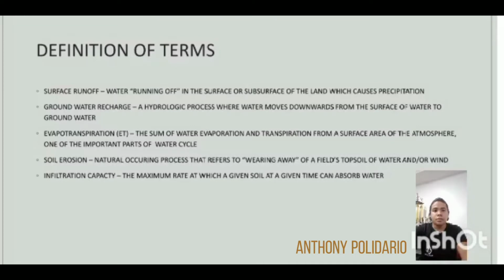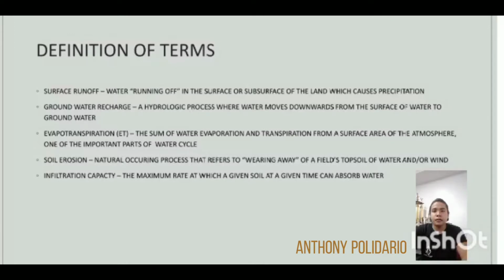Soil erosion. Soil erosion is a naturally occurring process that refers to the wearing away of a field's topsoil. Soil erosion is a gradual process of movement and transport of the upper layer of soil by different agents such as water, wind, and mass movement, causing its deterioration in the long term. In other words, soil erosion is the removal of the most fertile top layer of the soil through different agents.